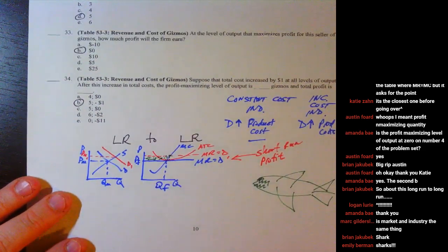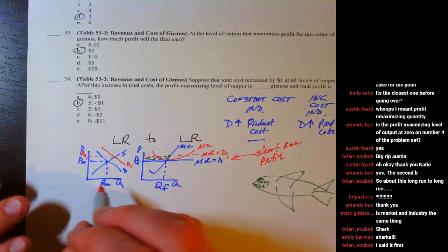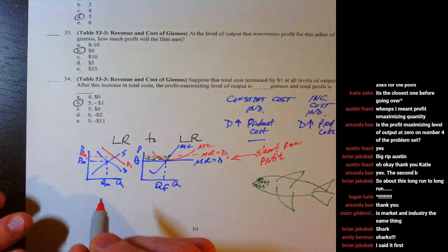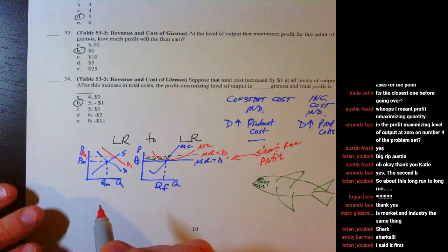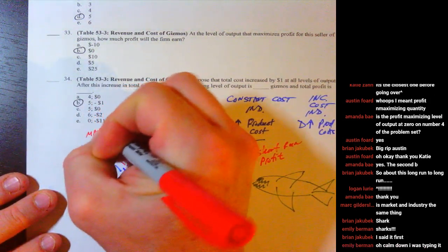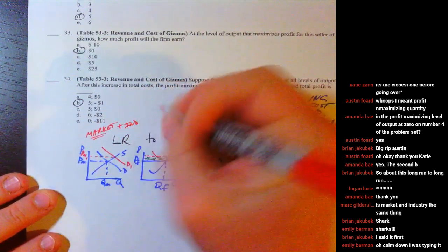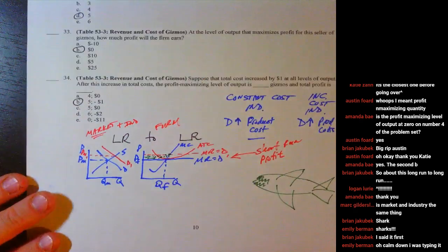Here we go. The Sharks. Thank you. So this Brian must be feeling better. I can tell already. So the Sharks come in, and what happens is now which curve will shift in the market? Yes, market and industry is the same thing. So this is the market and industry, and that's the firm.